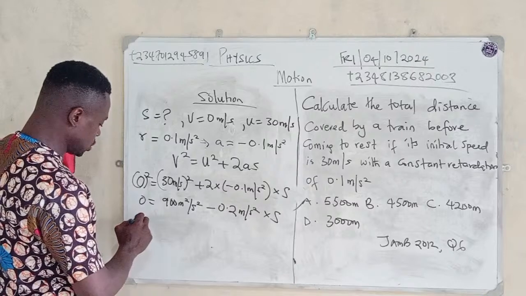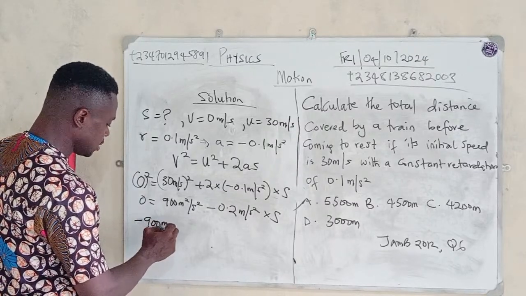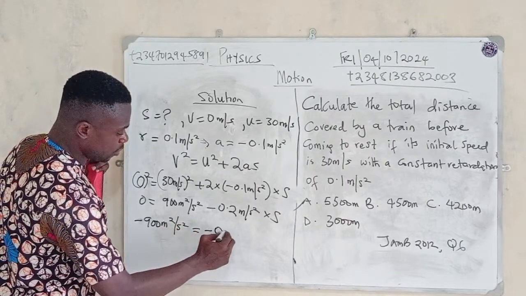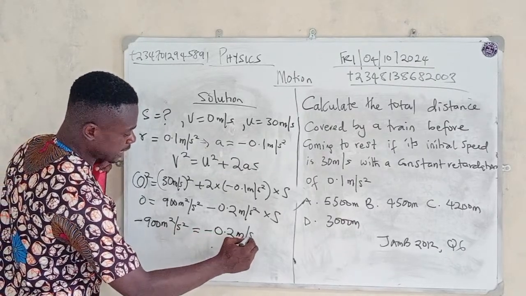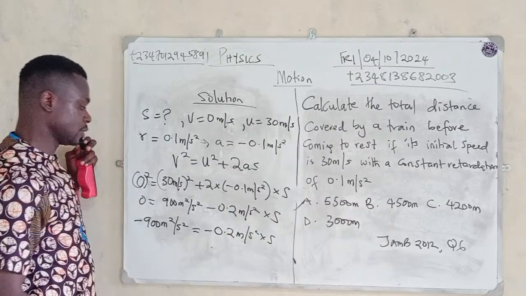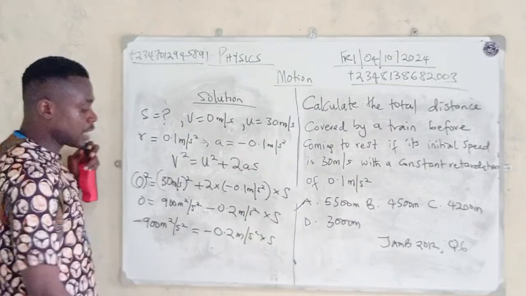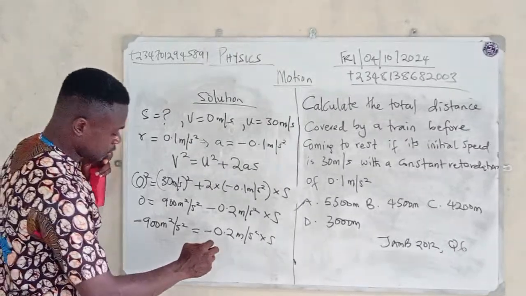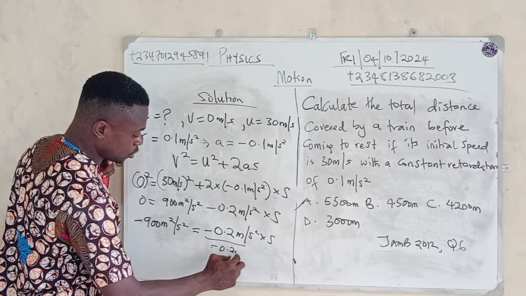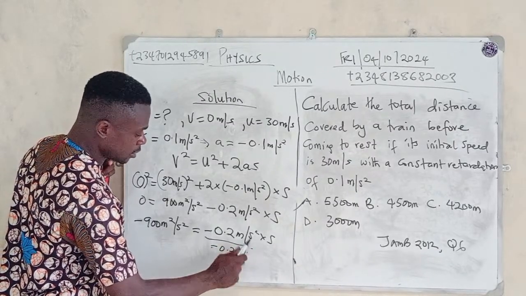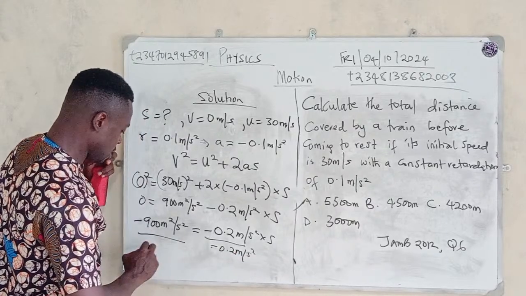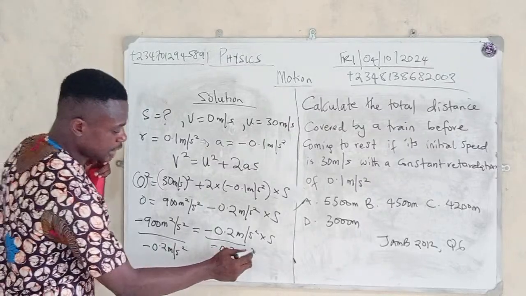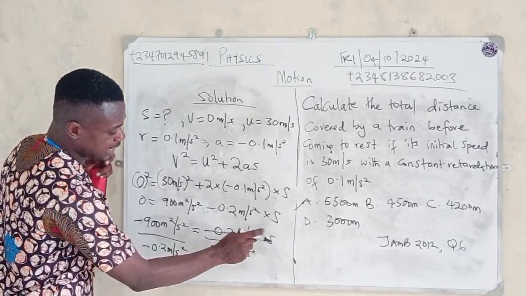If this moves here, it becomes what? Minus 900 meters squared per second squared is now equal to what? Minus 0.2 meter per second squared times s. So to make s the subject of the formula, we divide both sides by minus 0.2 meter per second squared. This will divide this, and we are left with s here alone.